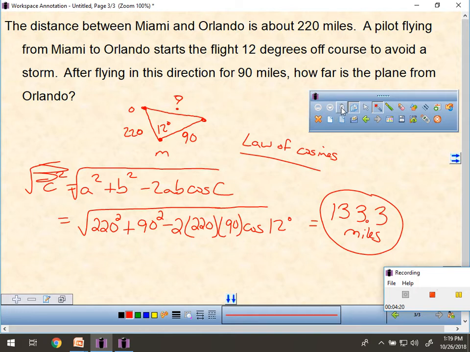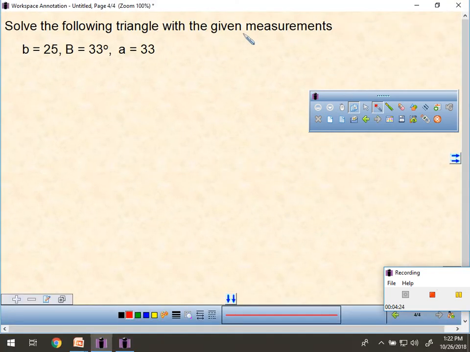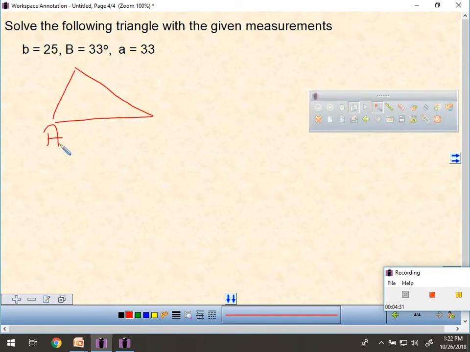All right, for the next problem, it says solve the following triangle with a given measurement. So here's the triangle that I have. I'm just going to draw it for you. This is A, this is B, and this is C. So it says that side B is 25, so that goes across from angle B. It says that angle B is 33 degrees, and it says that side A is 33.